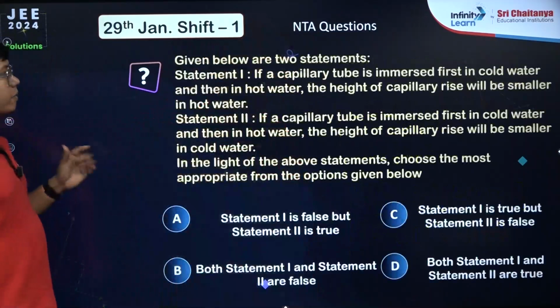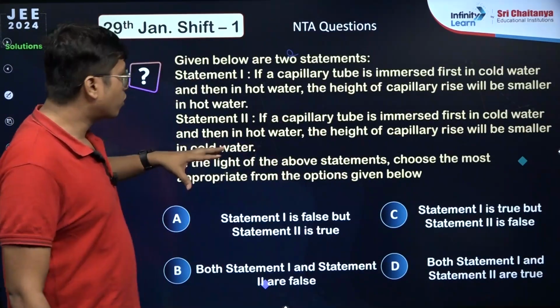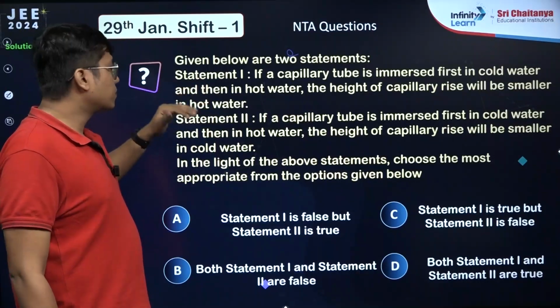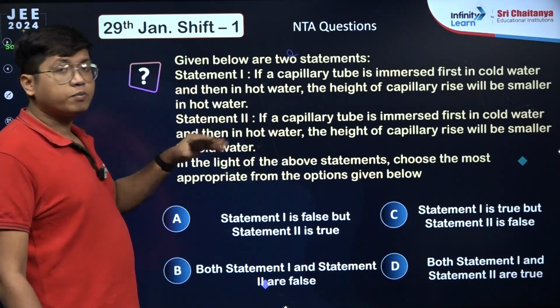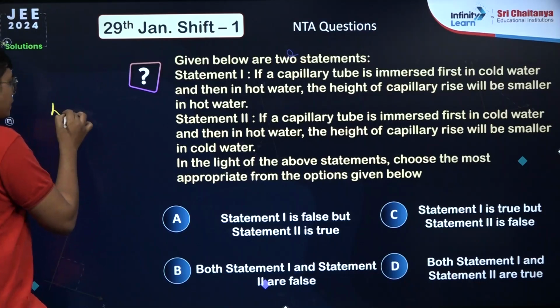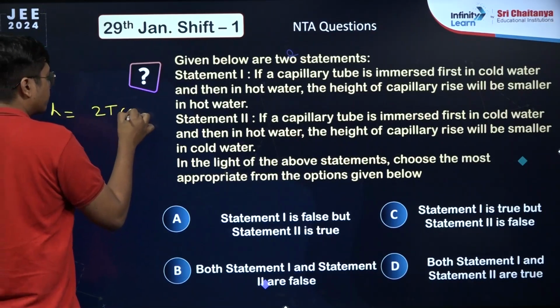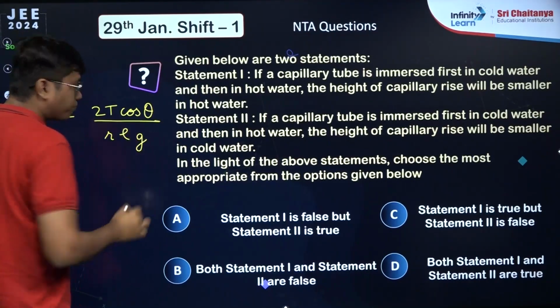Next question says, given below are two statements. If a capillary tube is immersed first in cold water then in hot water, height of capillary tube will be smaller in hot water. And next, if you do it over here, will it be smaller in cold water? So obviously we know the capillary rise is 2T cos theta divided by r rho g.